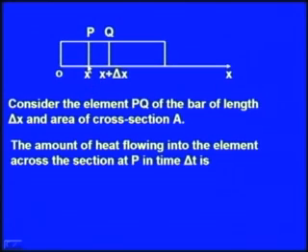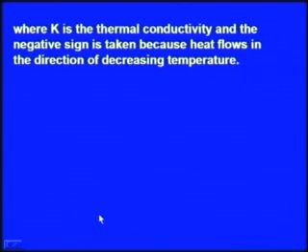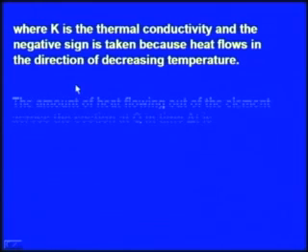Then the amount of heat that flows into the element across the section at the point P in time delta t is given by minus k into A into the gradient at x, delta u by delta x at x, into delta t, where A is the area of cross section at P and k is the thermal conductivity of the material. The negative sign is taken because the heat flows in the direction of decreasing temperature.